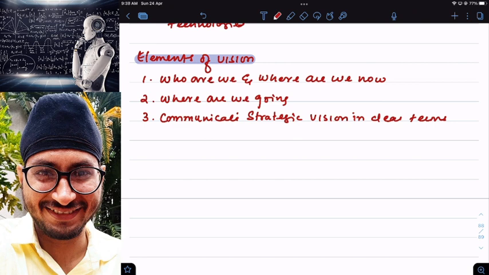So how many elements are there? Three elements. Element number one, who are we and where are we now. Element number two, where are we going. Element number three, communicating the strategic vision to almost every person in the organization. I hope it is clear.